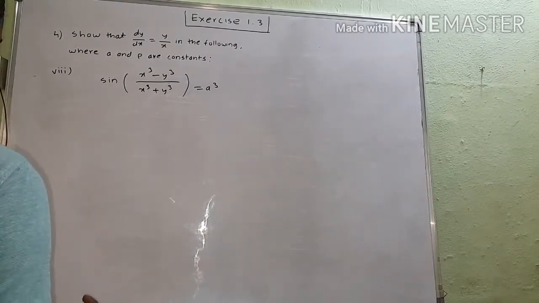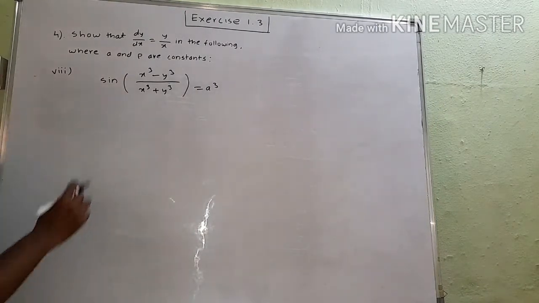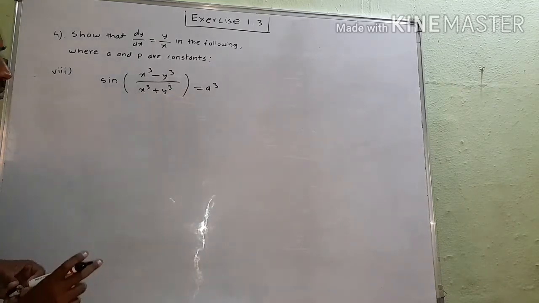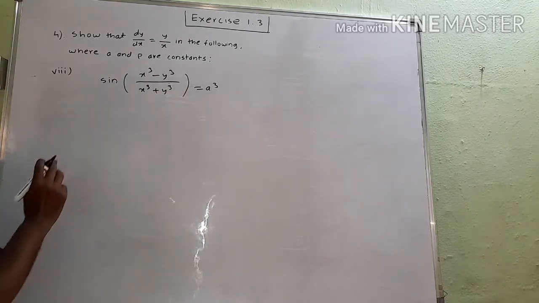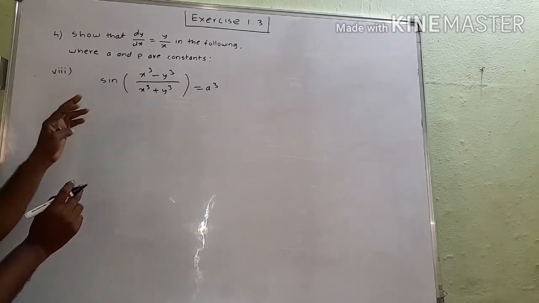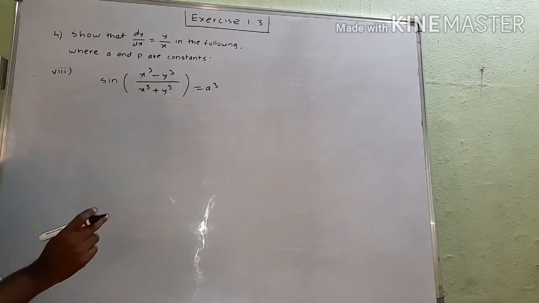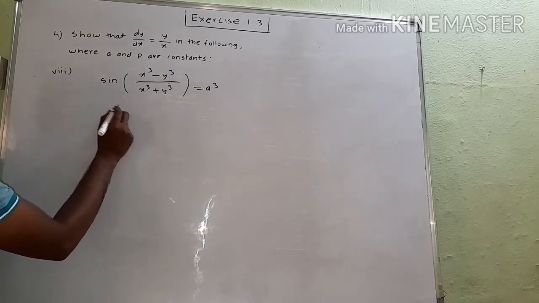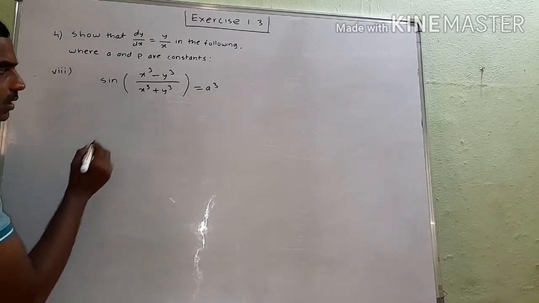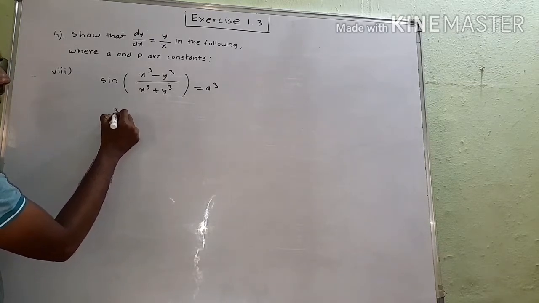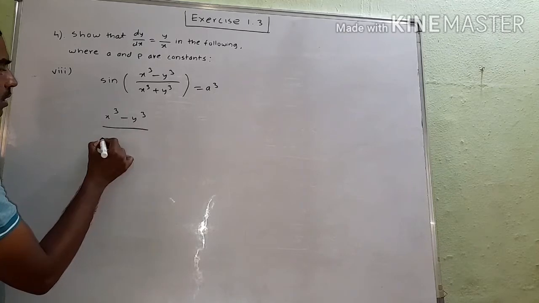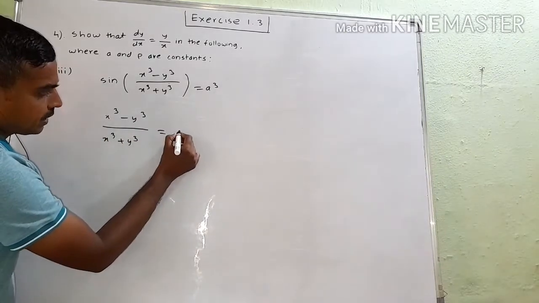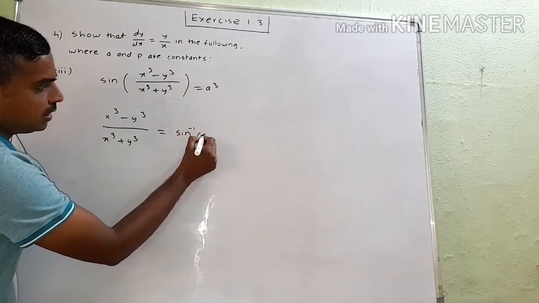Now the last example in the fourth type is sin of x cube minus y cube divided by x cube plus y cube equal to a cube. So we have seen this type of example. I will only write the first step, then give a hint for this example, then you have to solve this eighth example. Now this sine should be converted into inverse trigonometric function. Means here we get x cube minus y cube divided by x cube plus y cube equal to, which term will occur here? Sin inverse of a cube.